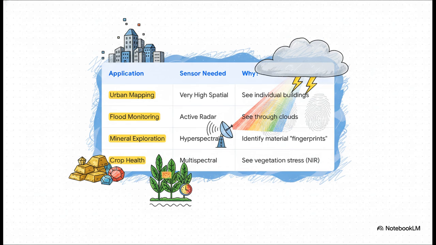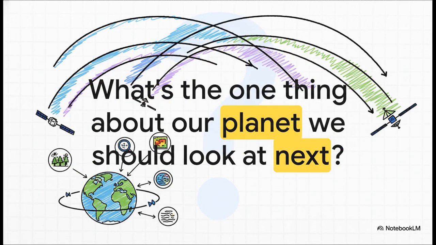For that hurricane flood, you have to see through clouds and you need updates constantly. That's a job for an active radar sensor with high temporal resolution. Prospecting for rare minerals, you need that hyperspectral supercolor to find the unique spectral fingerprint. And if you're a farmer checking on your crops, you need to see those infrared stress signals, and you need to see them often, which means you need a multispectral sensor with high temporal resolution. See how it works?